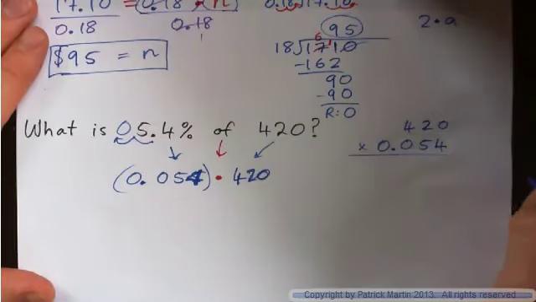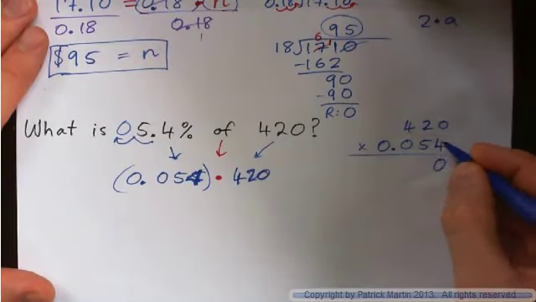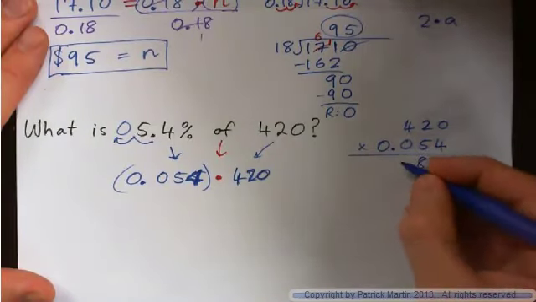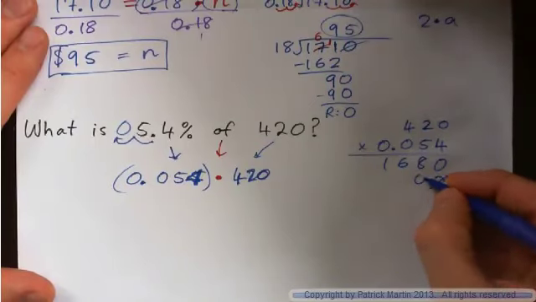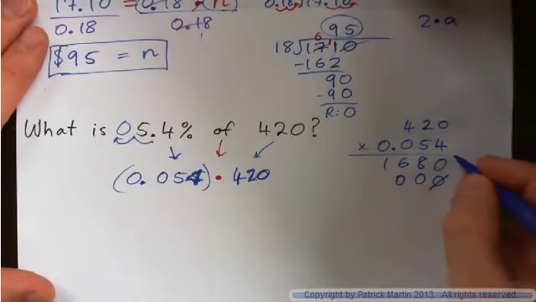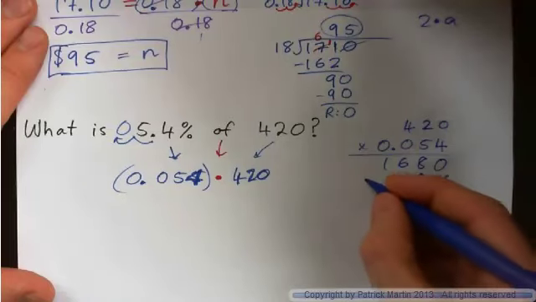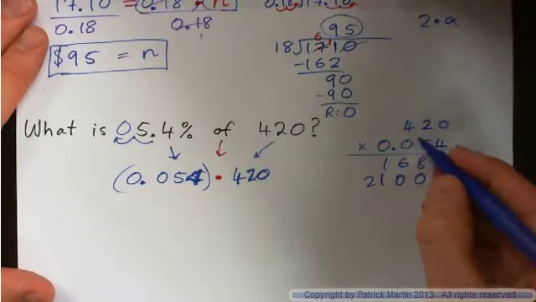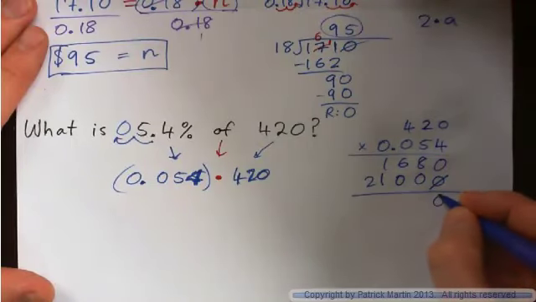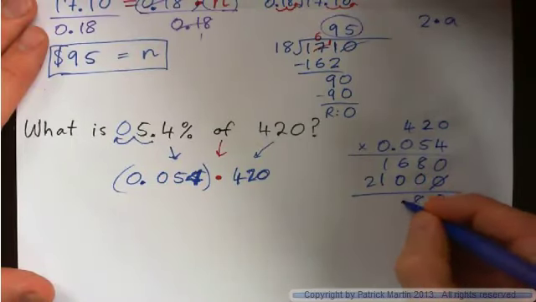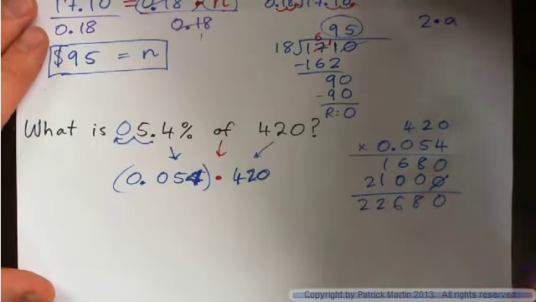Multiply that. 4 zeros, 0. 4 twos, 8. 4 fours, 16. Put down a placeholder 0 times by 5. 5 zeros is 0. 5 twos is 10. Carry the 1. 5 fours is 20, and 1 is 21. And then multiply by these zeros. Let's not bother with that. 0 and 0 is 0. 8 and 0 is 8. 6 and 0 is 6. That makes 2. That makes 2.